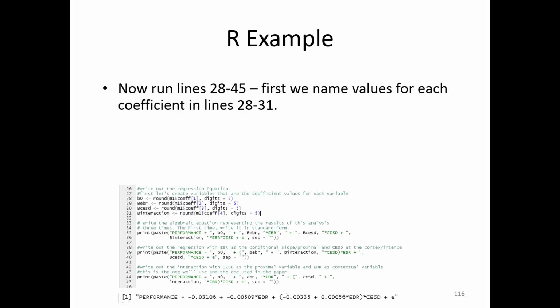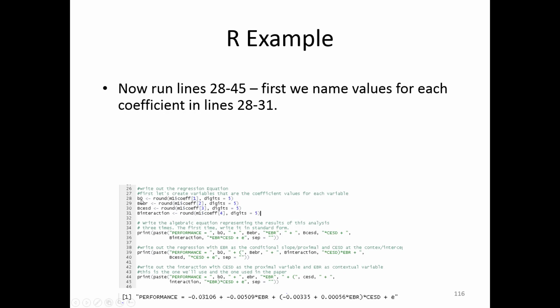Okay, and now run lines 28 through 45. This will do a lot of stuff. First, we name values for each coefficient in lines 28 through 31. Basically, we got these from M1. M1 was our linear model, a few lines up, that we ran and saved as M1. Now we call the coefficients from M1, which is now our output object for that model.